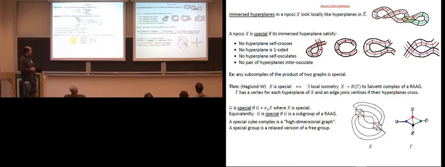All in all, this is the strange definition of a special cube complex. It was cooked up with Frédéric Haglund and myself. One easy example to bear in mind is that any subcomplex of the product of two graphs is special. I mentioned that the product of two graphs is a non-positively curved cube complex. If you take a subcomplex of it, then it's going to be special. It's easy to check that these pathologies can't occur.